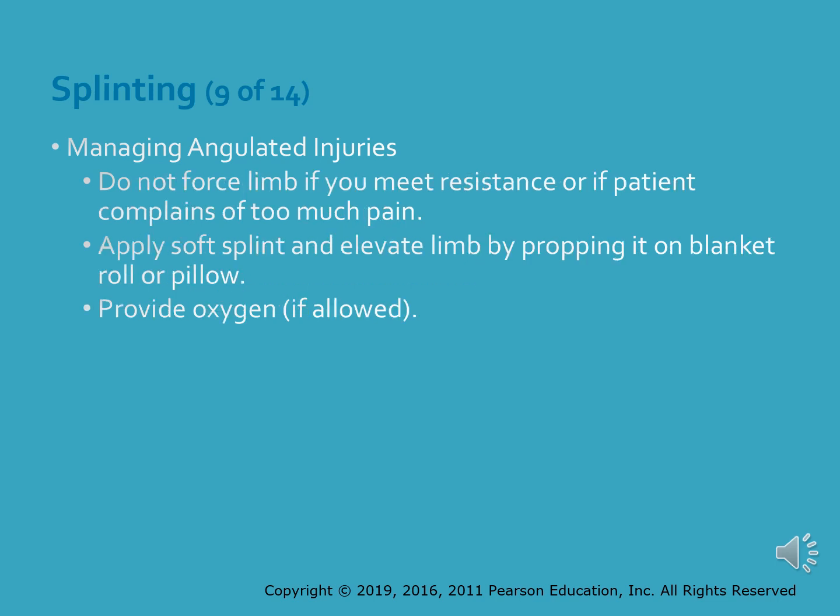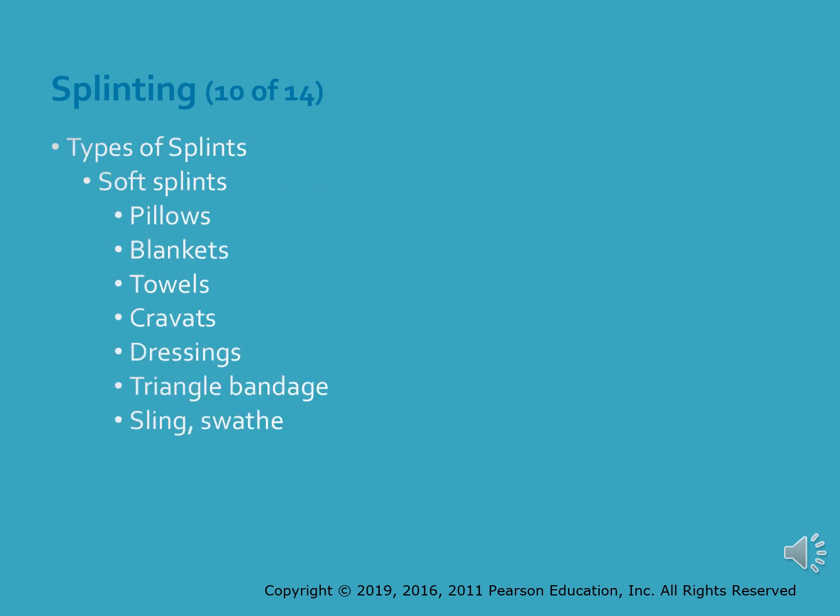You do not want to force the limb if you meet resistance or if the patient complains of too much pain. You want to apply a soft splint and elevate the limb by propping it up on a blanket roll or a pillow, and then provide oxygen if allowed or if your local protocol says so. Types of splints for soft splinting can be pillows, blankets, towels, cravats, dressings, triangle bandages, and then sling and swath.